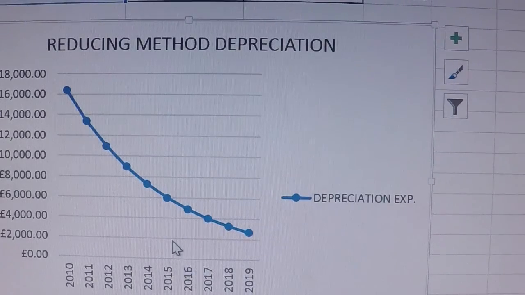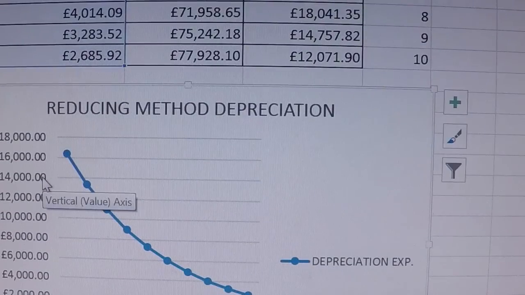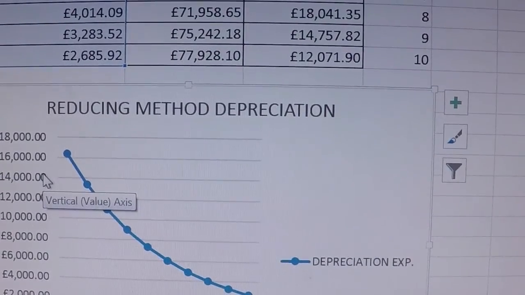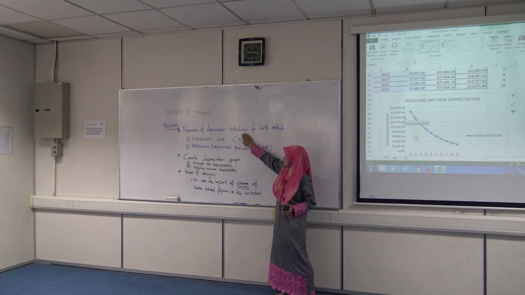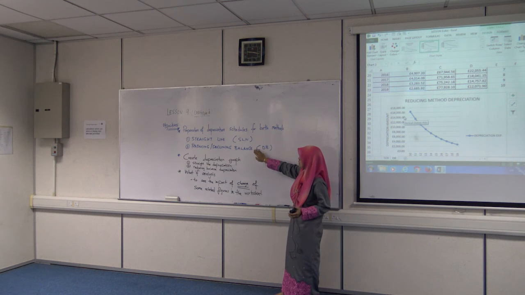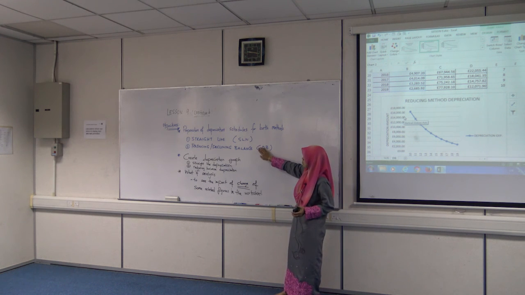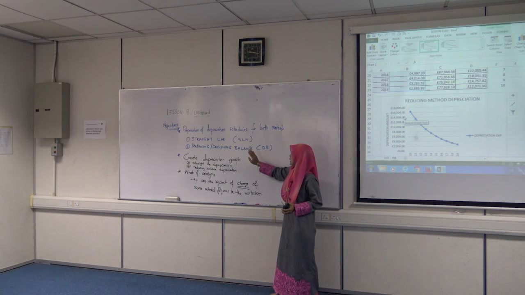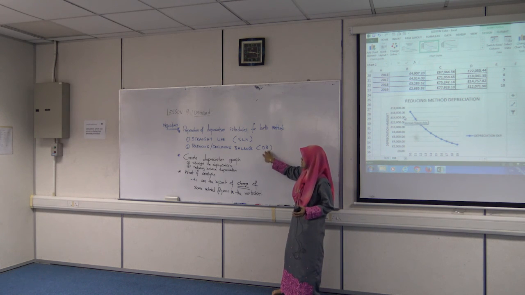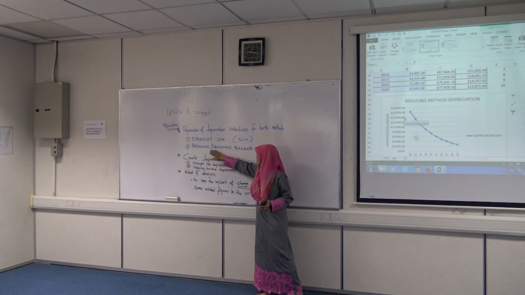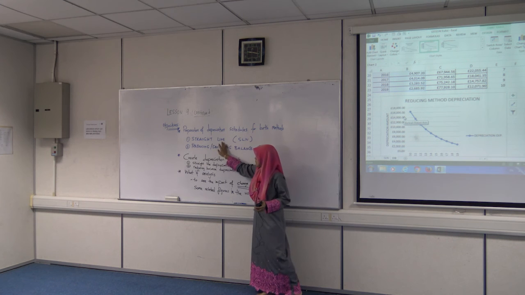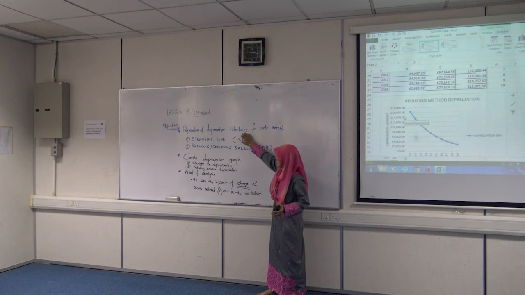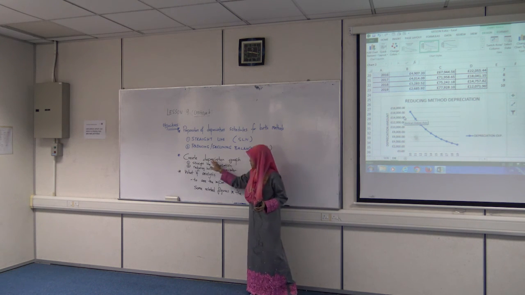So with that class, you just learned to create your depreciation graph. Lesson 9 gives you a schedule of depreciation with the calculation of depreciation using the built-in functions SLN and DB. DB represents your reducing balance method, SLN represents your straight line method. With the schedule of depreciation, we learned to create the depreciation graph.